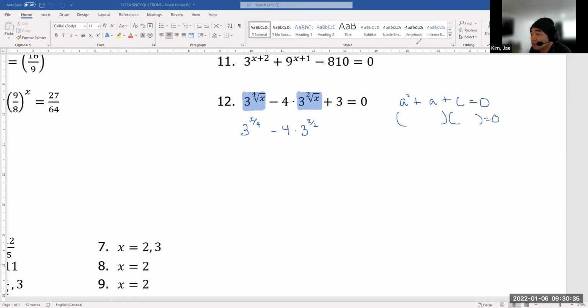Oh no, that's not true. This is not true. Ooh. This is 3 to the power of x to the power of 1 over 4, isn't it? Wow. And then 4 times 3 to the power of x to the power of 1 over 2 plus 3 equals 0.